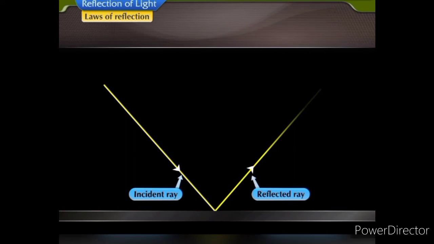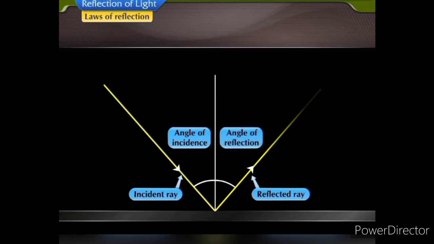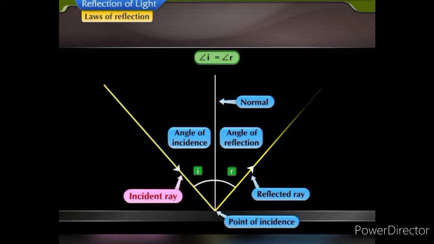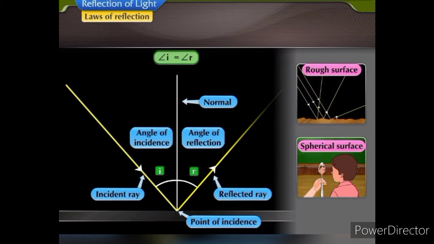The laws of reflection are: the angle of incidence is always equal to the angle of reflection. That is, angle i is equal to angle r. The incident ray, the reflected ray and the normal all lie in the same plane at the point of incidence. The incident ray and the reflected ray are on the opposite sides of the normal. These laws are applicable to all types of reflecting surfaces, including rough surfaces and spherical surfaces.